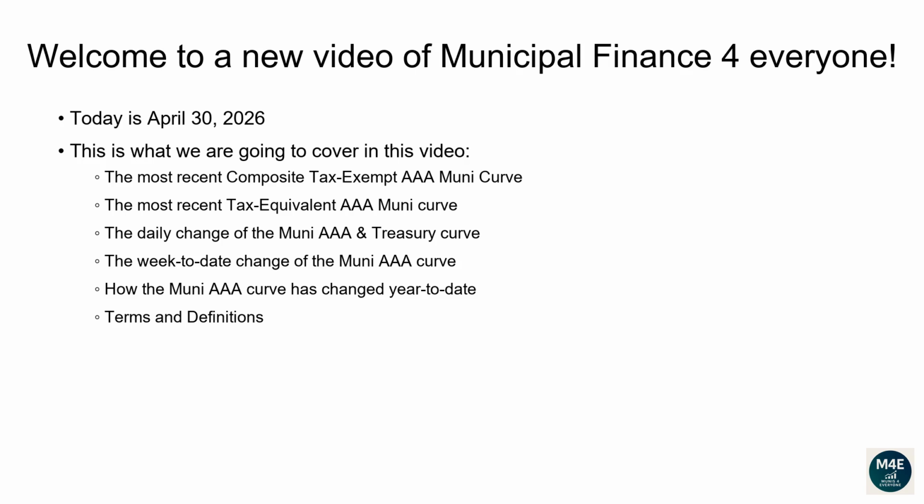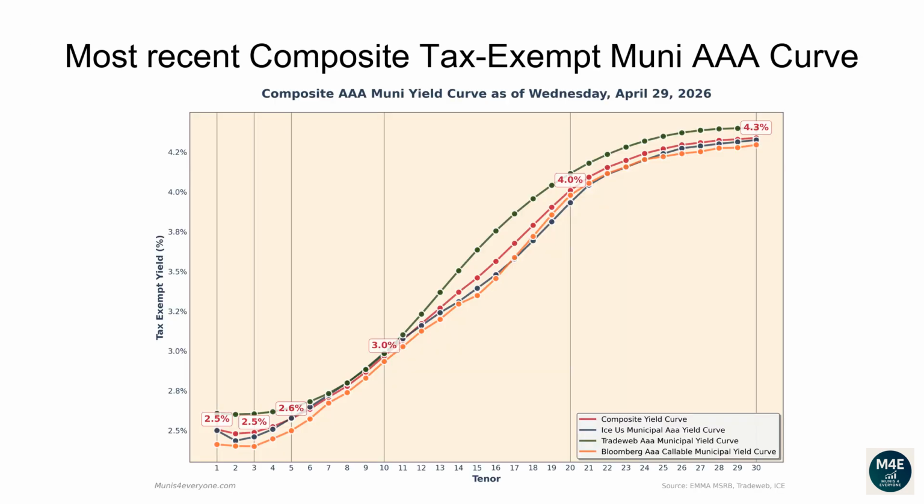Today is April 30th, 2026. This is what we're going to cover in this video. The most recent tax-exempt AAA Muni Curve. The most recent tax-equivalent AAA Muni Curve. The daily change of both the AAA Muni and Treasury curves. Their week-to-date change. How the AAA Muni Curve has changed year-to-date. Terms and definitions. Let's go over the most recent composite tax-exempt Muni AAA curve.